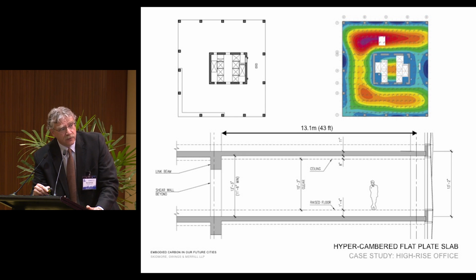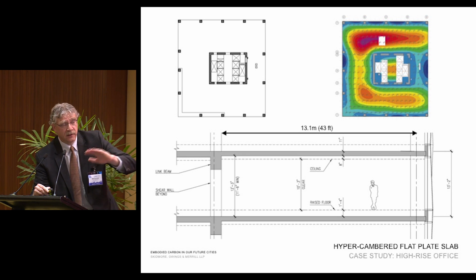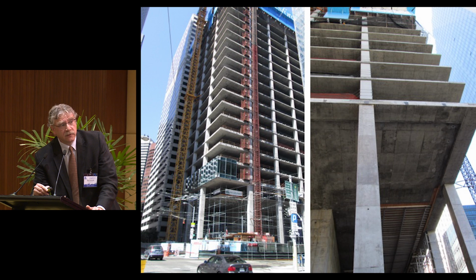So there's the nominal span of 13 meters. What did I say? I said 35 feet. It's 43 feet from the core to the outside. It's an 11-inch thick slab. It's hyper-cambered, so we work with the contractor to create a cambered system that allowed for that slab system to come back to its level position over time. And there's a couple of images of the project under construction right now.